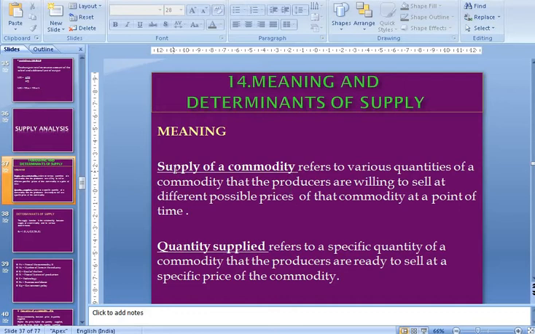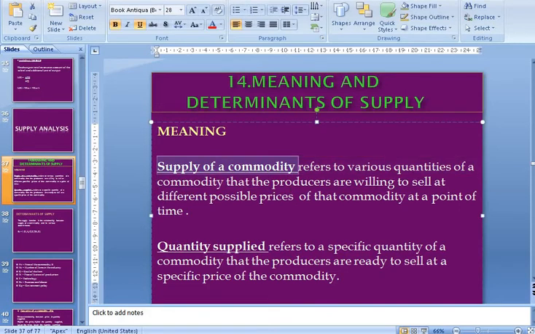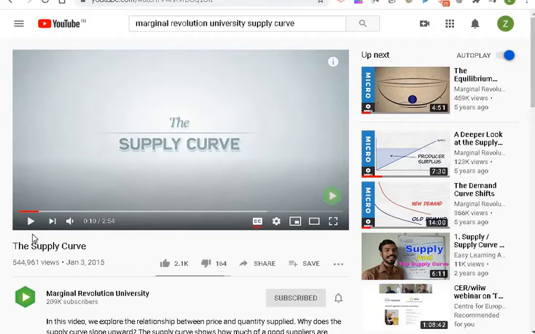Now here we need to cover two things: supply of a commodity and quantity supplied. Supply of a commodity refers to the various quantities that a producer is offering for sale at different possible prices. So at this price, I'm willing to offer this much quantity, and at that price, this much quantity. Quantity supplied, on the other hand, is at a particular price, the quantity I'm willing to offer for sale. It's a small difference, but we need to know the difference between the two terms. Now, in order to understand the concept further, I will play a small video for you.